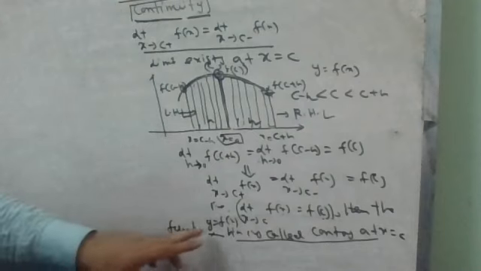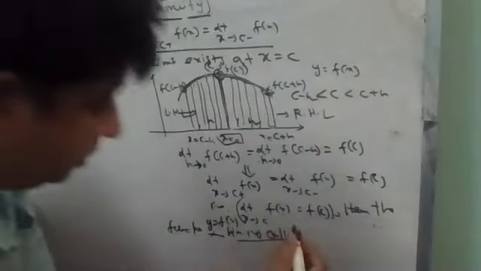Or we can say limit x tends to c plus f(x) is equal to limit x tends to c minus f(x) is equal to f(c), or limit x tends to c f(x) is equal to f(c). Then the function y is equal to f(x) is called continuous at x equals c. So that is the basic definition of continuity.